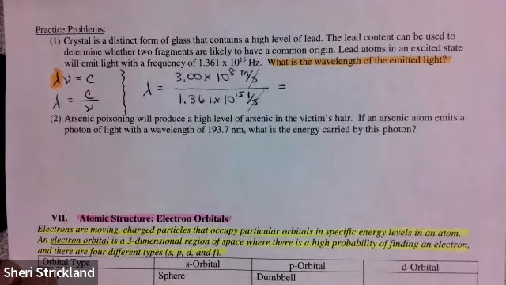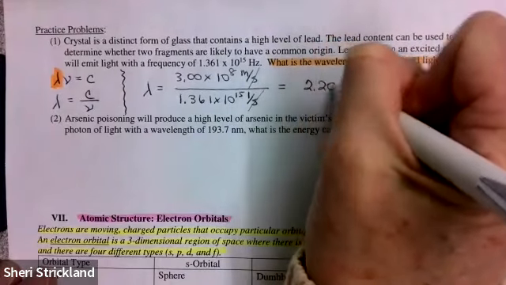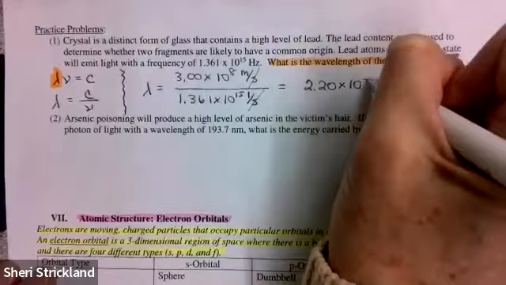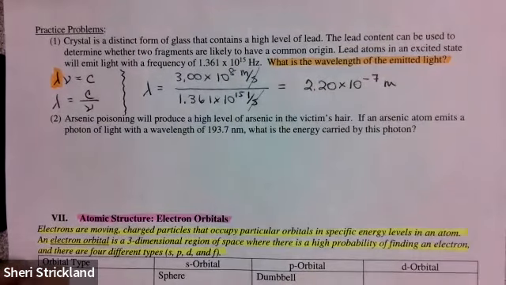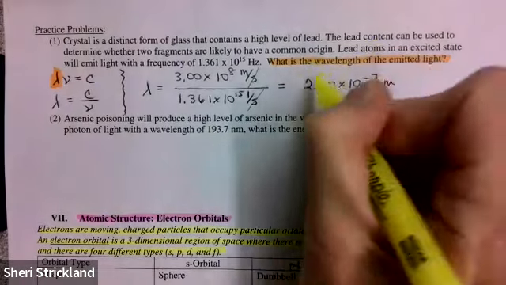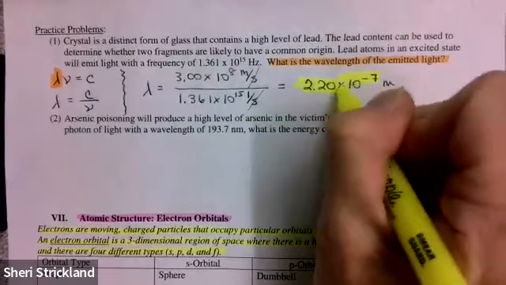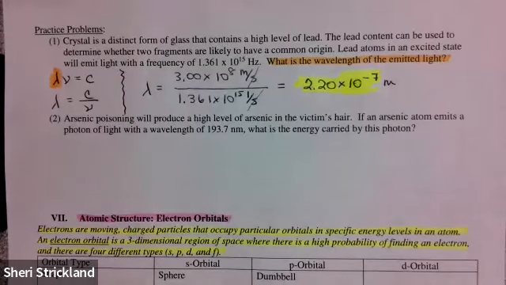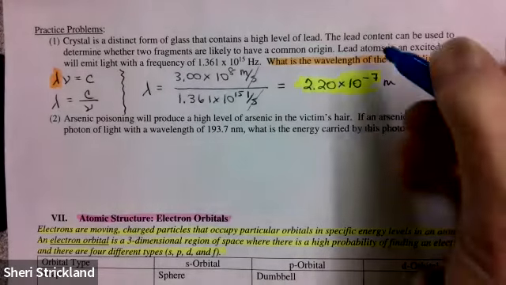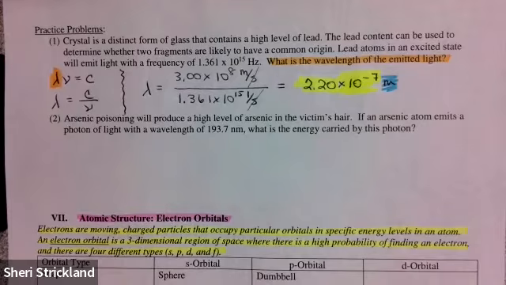All right, welcome back. So I got 2.20 times 10 to the minus 7 meters. And remember that when you have an answer, you will have a number which has to have the correct significant figures. And if it's in scientific notation, it has to have the correct exponent, and it has to have the correct units as well. So numerical value, significant figures, units, every time.